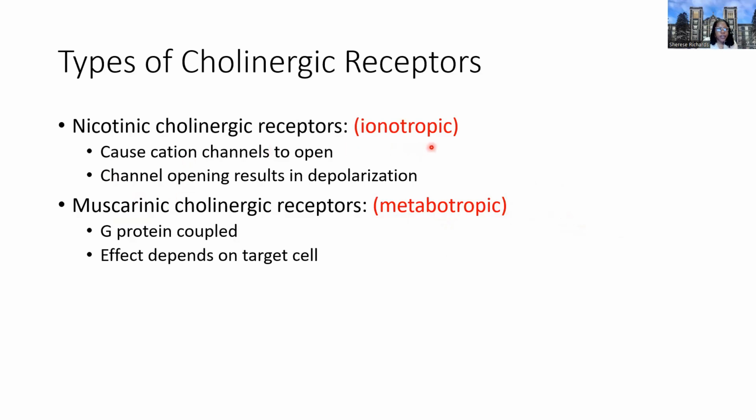So just to describe that further, our nicotinic cholinergic receptors, also called ionotropic, cause the opening of cation channels, which is what's going to rapidly depolarize the neuron. And then they're going to result in the stimulation of the postganglionic neuron, and then the release from that second neuron. The muscarinic receptors are metabotropic. So they are coupled to a G protein, and the effect is going to depend on exactly where that receptor is.